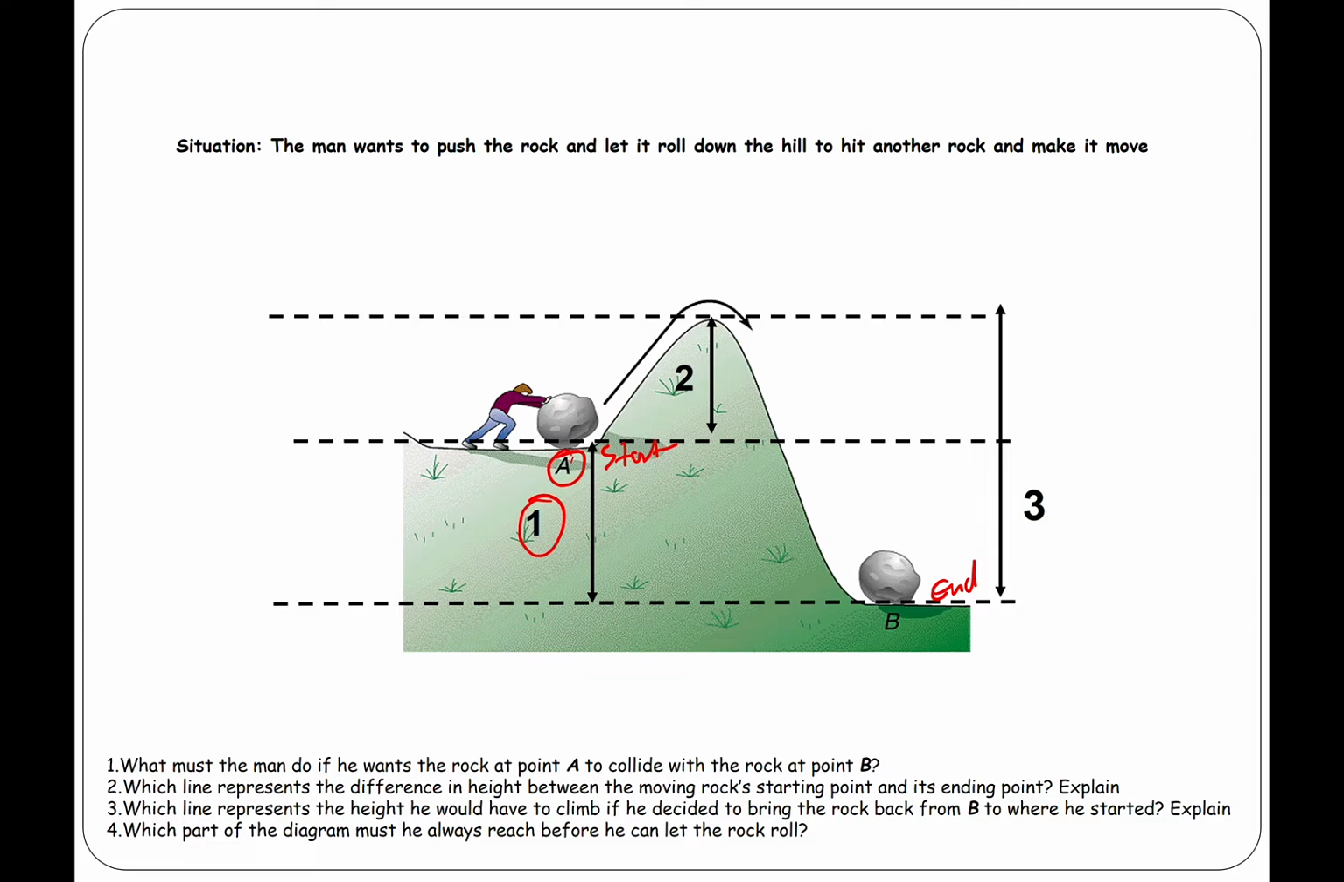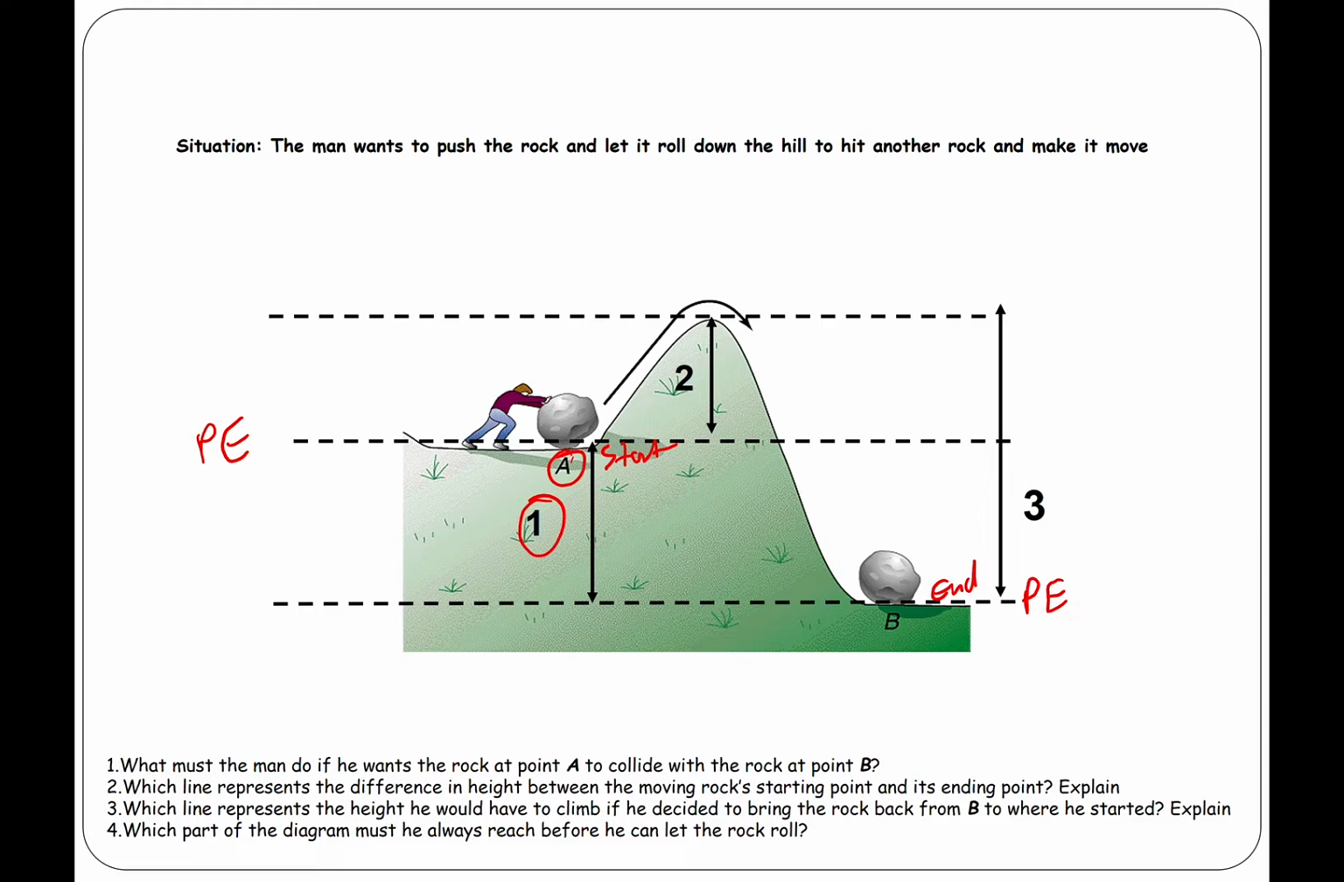Now, if we know what we know about potential energy, this rock at point A has some type of potential energy because it is higher up off the ground than the rock at point B. Which means the rock at point B also has some type of potential energy. So the difference there, line 1 here, the change there is the change in height of the rock from start to finish. It's also a change in potential energy that the rock loses from A to B.